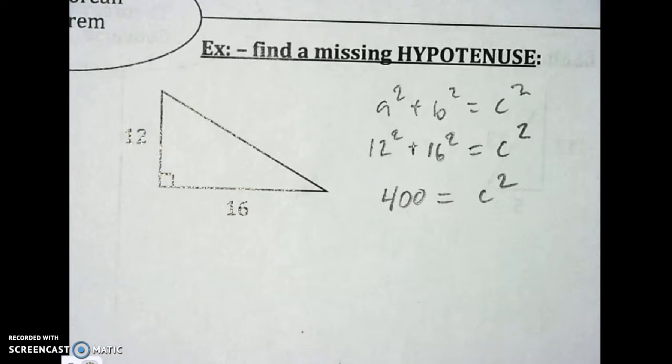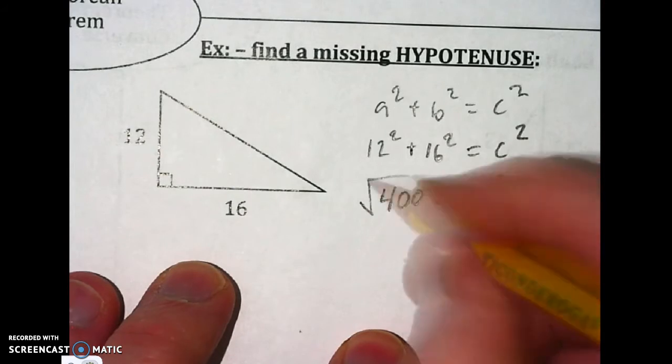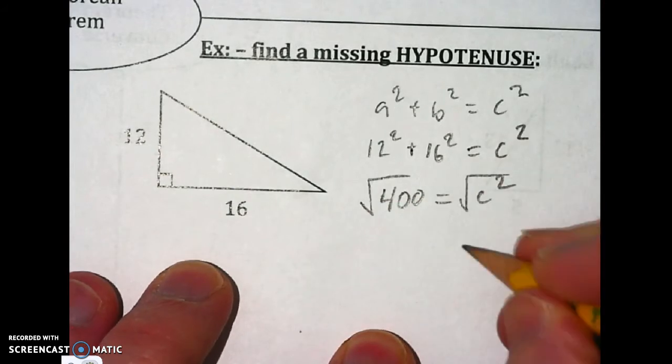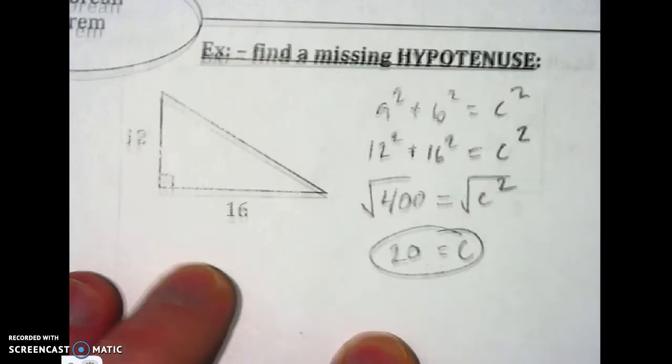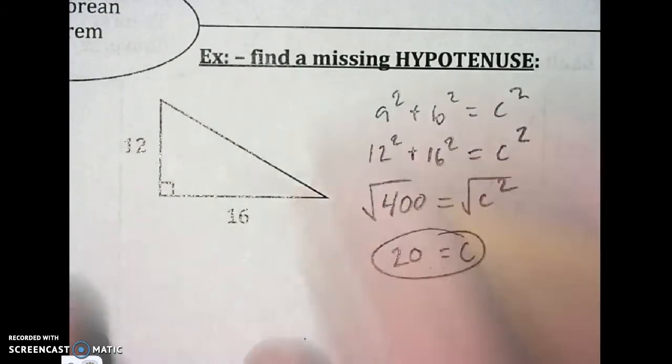And there's only one step left. You just take the square root to undo the area there. And we get that side length is 20. So we know our hypotenuse is 20. I'm going to fill that in on the shape.